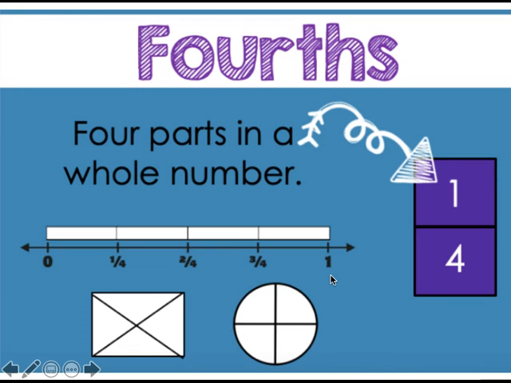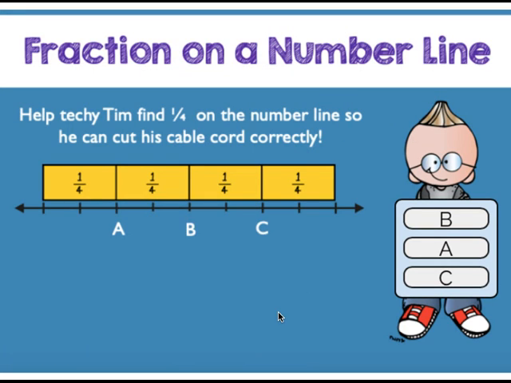And fourths. Let's talk fourths. Now we have 3 lines cut apart to make a whole. To make up the whole, you would have had to divide it out into 3 lines to get each part of a fourth. You can see the 4 parts here and here, also represented in area models. But let's go back to the number line and try to apply what we know. Help Techie Tim find 1/4 on the number line so he can cut his cable cord correctly.